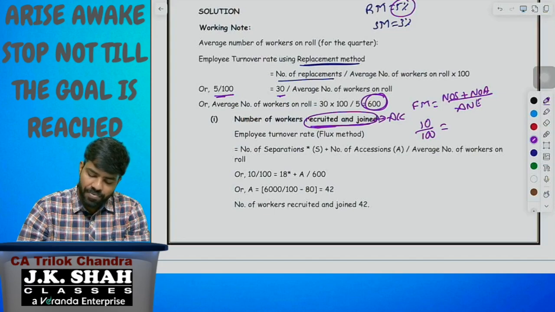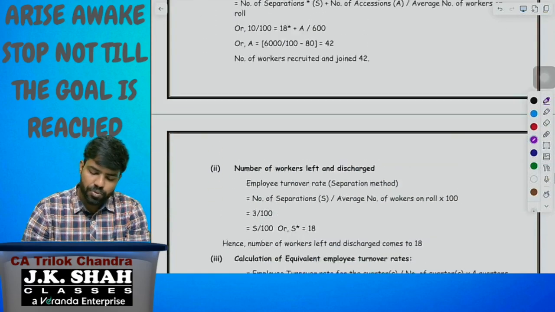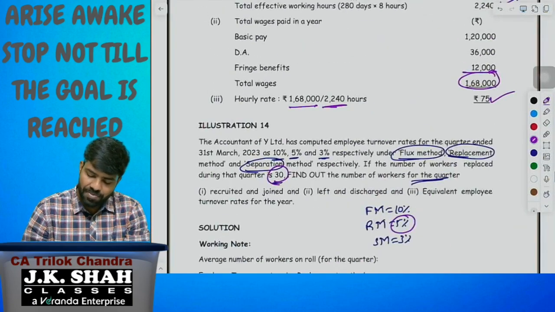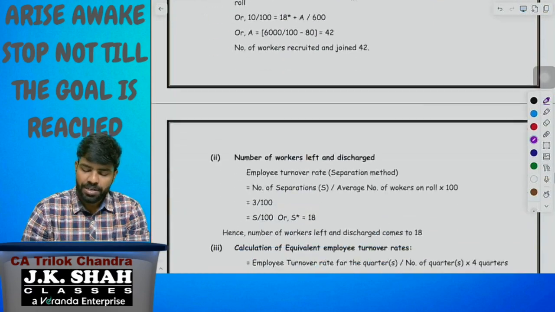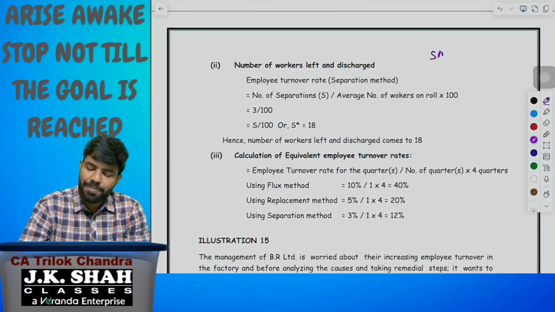To answer this, first we need to calculate the number of separations. Left and discharged is called separations. It's very simple to calculate. Look here. Separation method equals number of separations divided by average number of employees. Separation method is 3%, so 3 divided by 100 equals number of separations divided by average number of employees, 600.